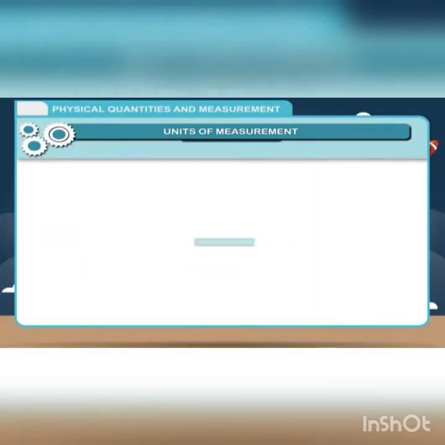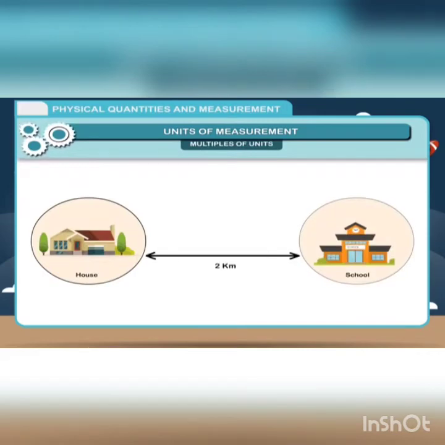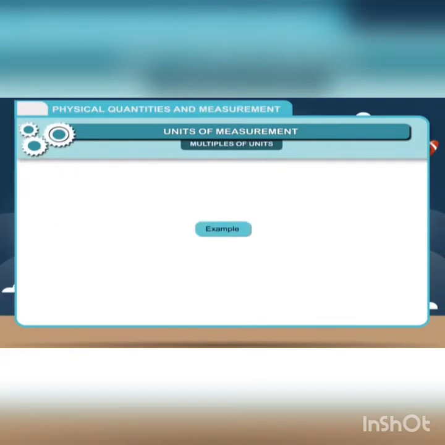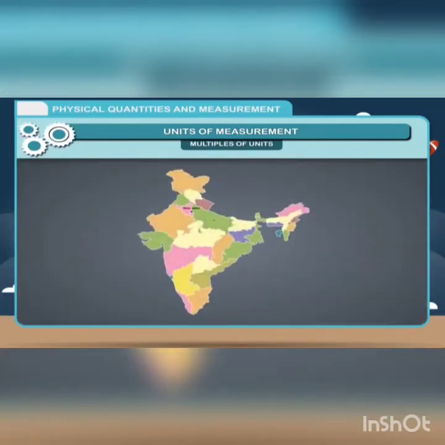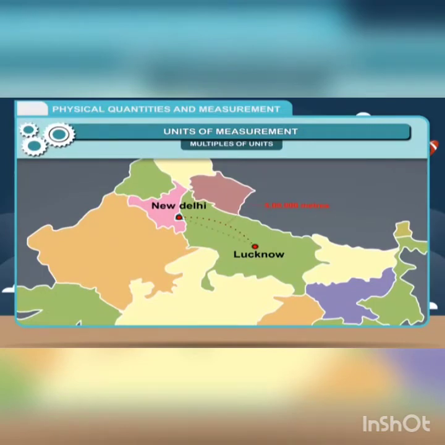Multiples of units. Multiples are the factors used to create larger forms of units. For measuring long distances of length, meter and centimeter are not convenient. For example, the distance between Delhi and Lucknow is approximately 5 lakh meters, which is inconvenient to use. The easy way to say this is, the distance between Lucknow and Delhi is 500 kilometers. Here, kilo means 1000, 1000 meter is equal to 1 kilometer. The higher units are called multiples of units. Multiples are the factors used to create larger forms of units.